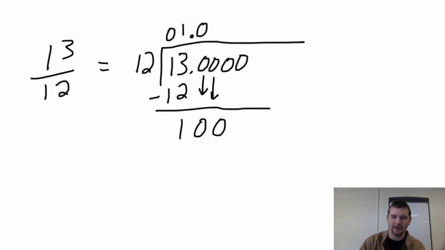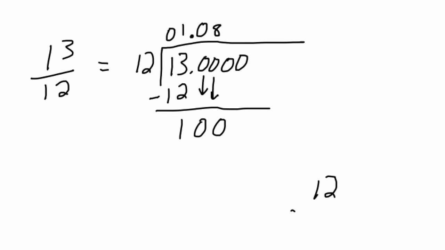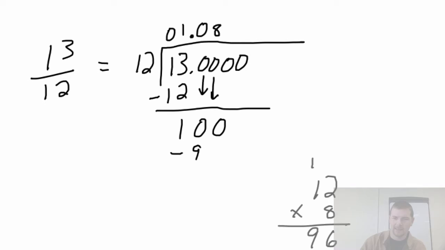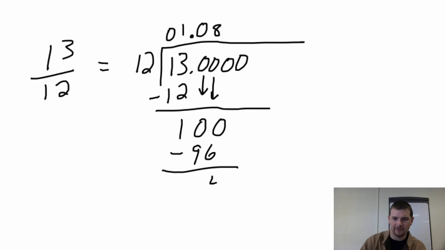12 goes into 100. Well, 12 times 10 is 120. 12 times 9 would be 12 less than that. 12 times 8. Well, 12 times 8 over here on scratch paper. 8 times 2, 16. 8 times 1, 8 plus 1, 9. 96. So subtracting 96 now. A difference of 4. The next 0. 12 goes into 40. Well, 12 goes into 48 4 times, so 3 times.